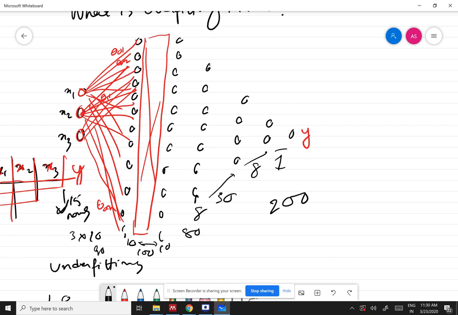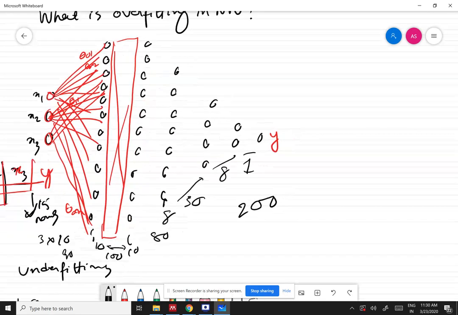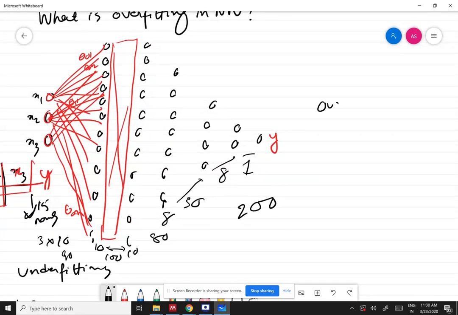If you try to train such a large network with data which is small in number, a small number of samples, then you will end up with overfitting. Overfitting means that the model fits the training set very well, but it will perform much worse on the test set than on the training set.